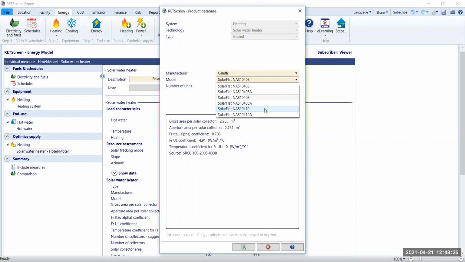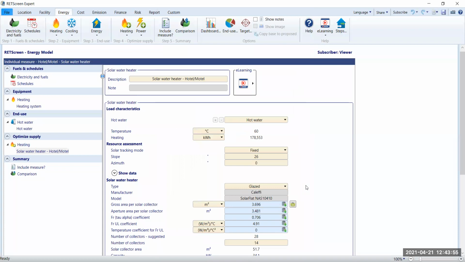So I'm picking any one of them here at random, and then the right check. Here are some values that you would like to see, like the surface area, the FR tau alpha value 0.06, and the FRUL coefficient, which is the slope, 4.9, which means that you do not have to go for the specifications of the solar collectors because they are all stored in here. So I'm going to select that as my solar collector.